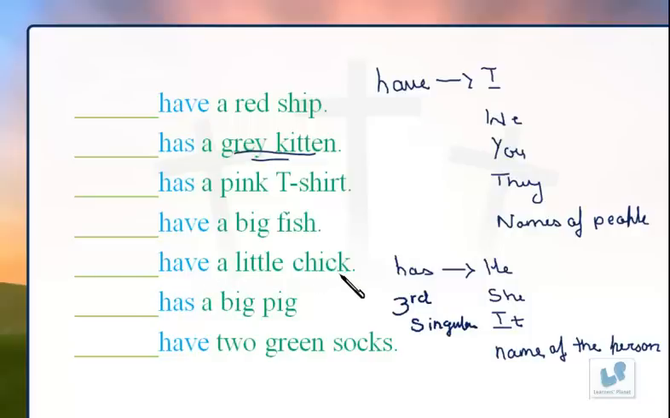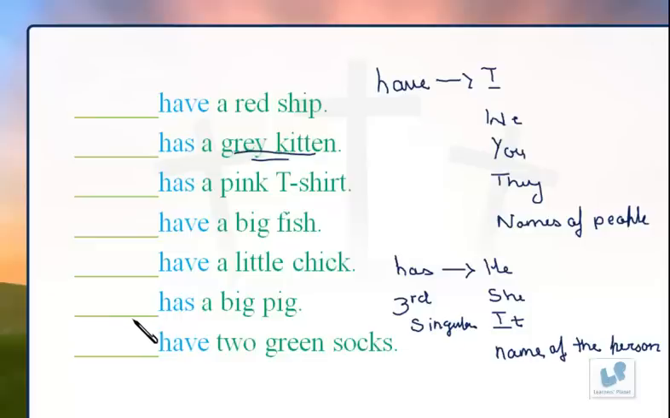Now let us see the next one. Dash have a little chick. So we can put in I have a little chick. We have a little chick. You have a little chick. They have a little chick. And names of people such as Zane and Louis have a little chick. Okay, children?